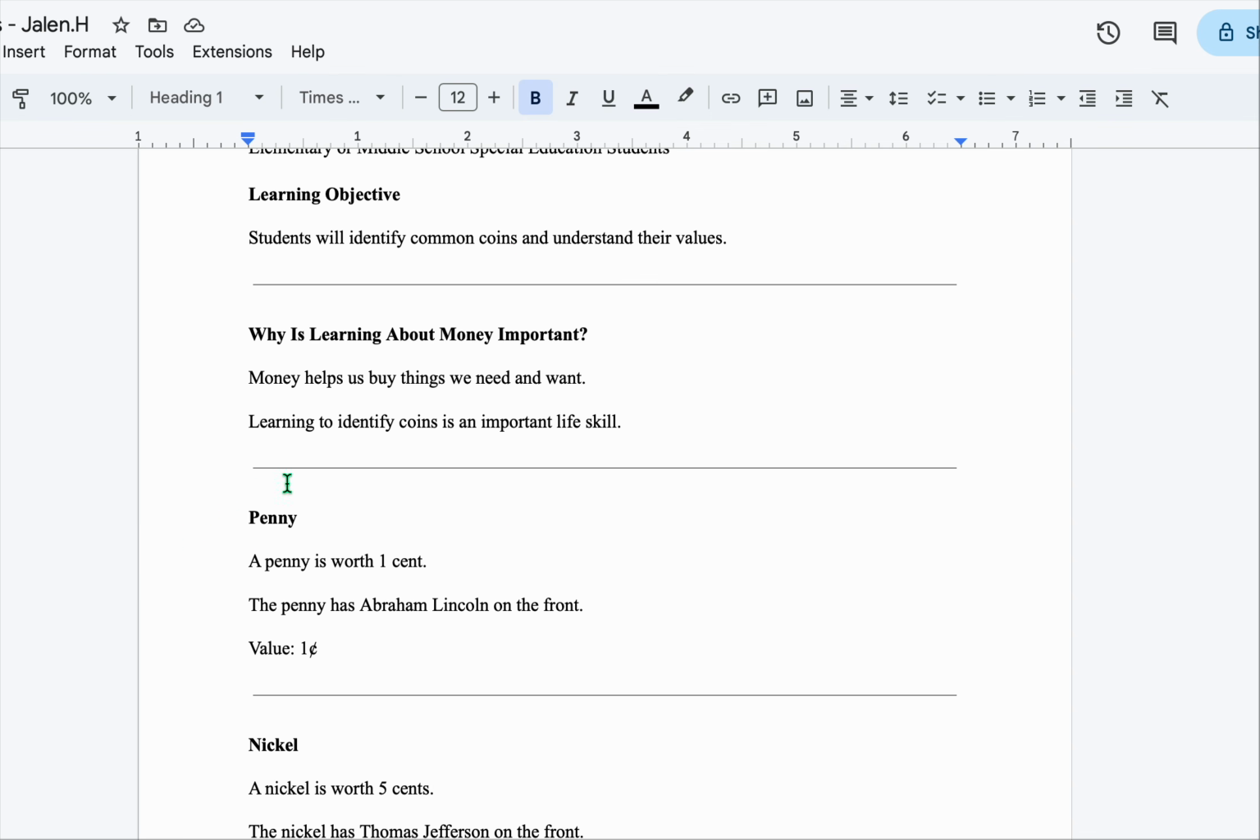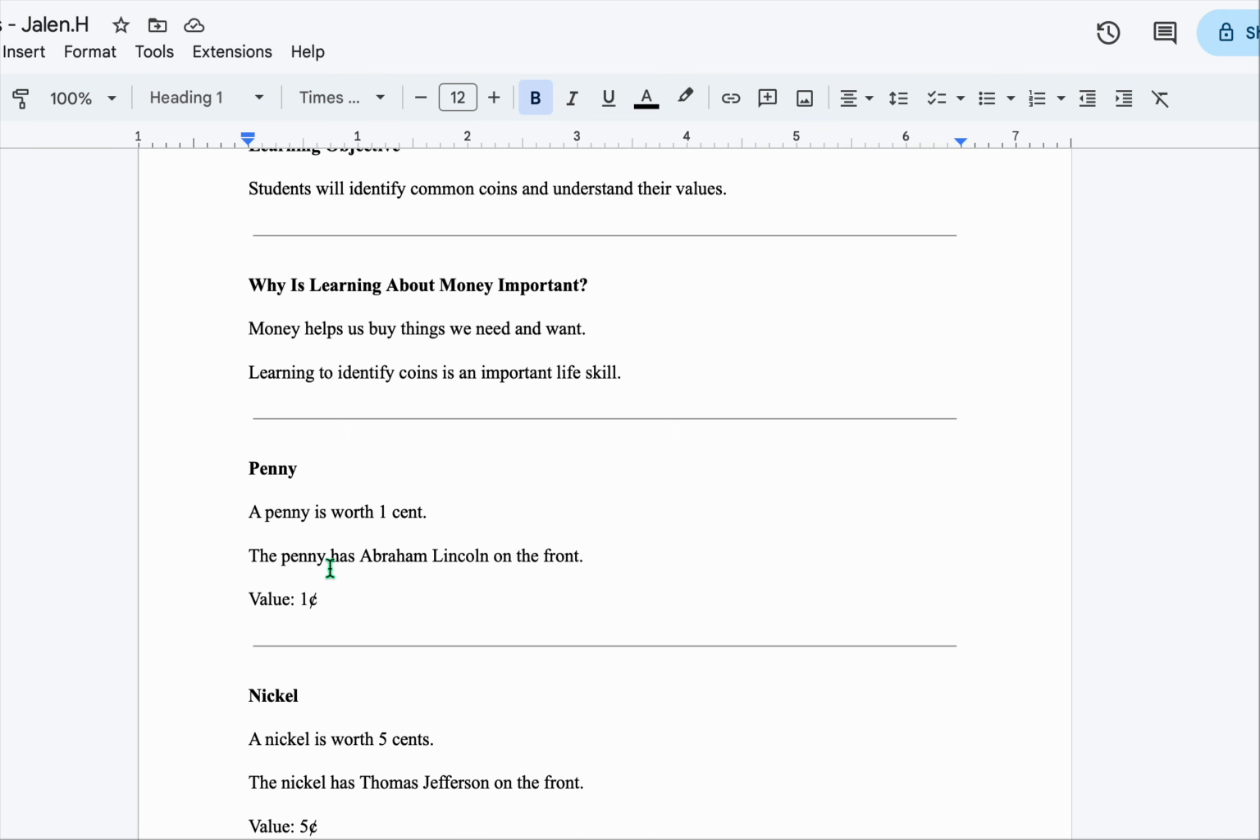So the first we have is a penny. I want to let my students know that a penny is worth 1 cent. And a way to remember it is that it has Abraham Lincoln on the front. The value of a penny is 1 cent. So we're breaking it apart by what it is, distinct ways to identify it, and its numerical value.